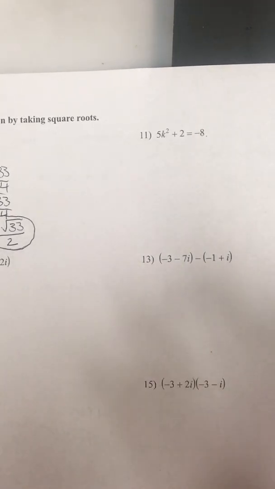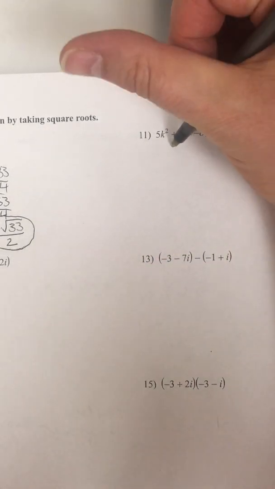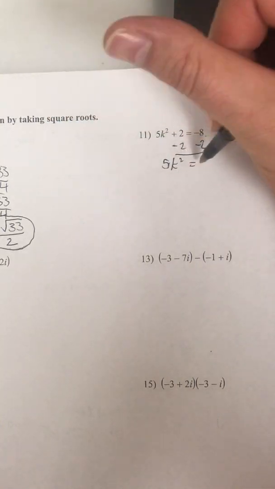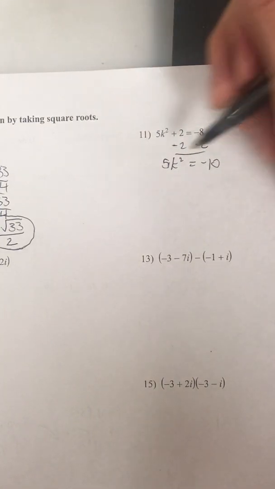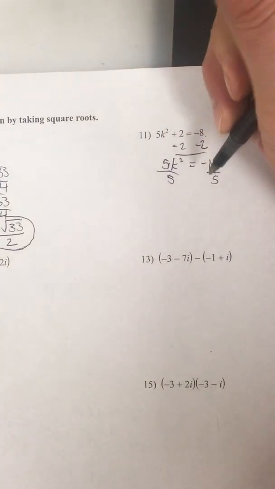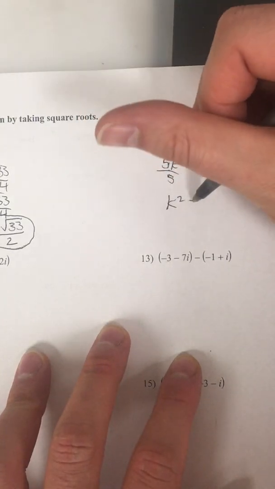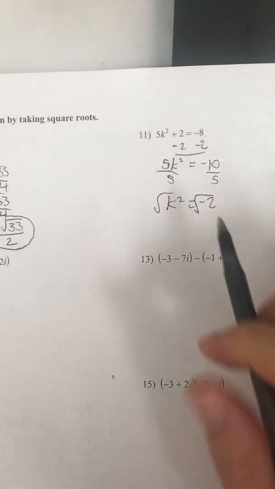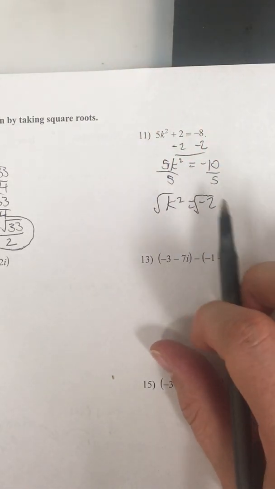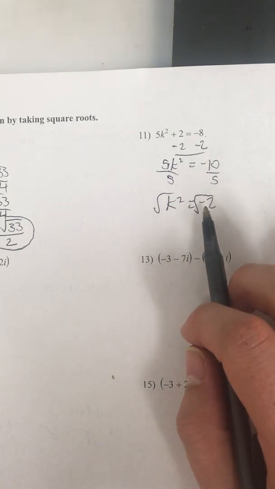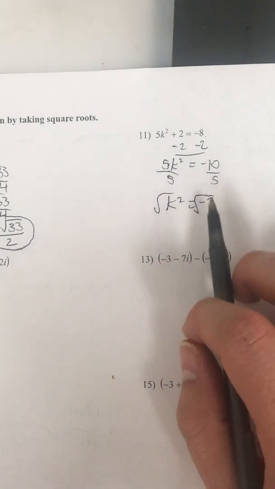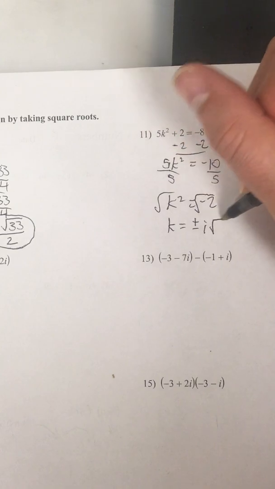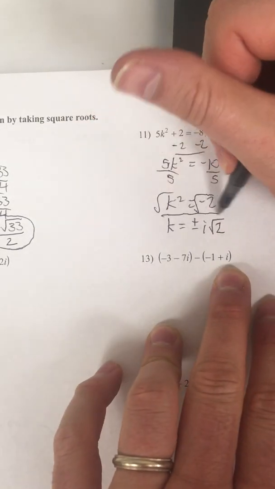And then this last one, if I'm getting k by itself, I would subtract the 2. 5k squared equals negative 10. Now what? Divide by the 5. k squared equals negative 2. Now take the square root of both sides. I've got a negative under the square root. What's that mean? It means I have i in the answer. It's not a real number. All right, can you do anything with square root of 2? No, you cannot. So my answer is going to be k equals plus or minus i square root of 2. That's all I can do with that.